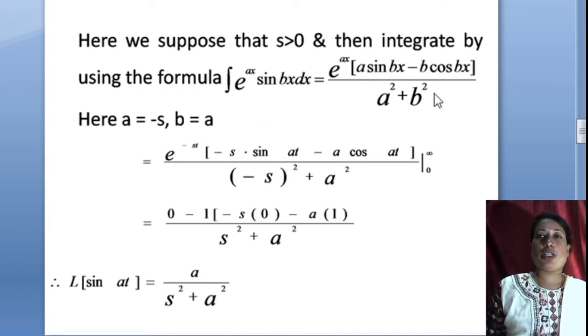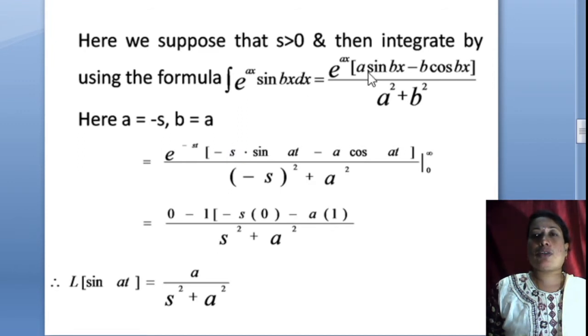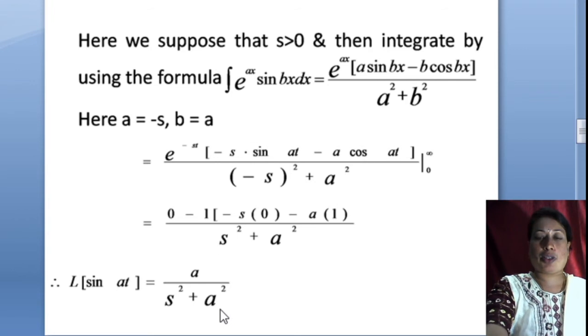So using these formulas, e power minus st into a sin bx, which means minus s into sin at, minus b, which is a, into cos at, divided by a square, which means minus s whole square plus a square. We have to apply limits 0 to infinity, upper limit minus lower limit, and substitute. We get the answer: Laplace of sin at is equal to a divided by s square plus a square.